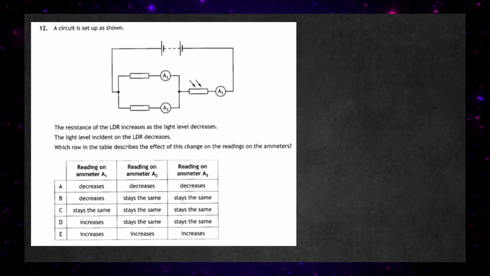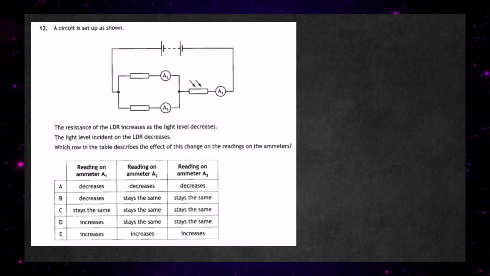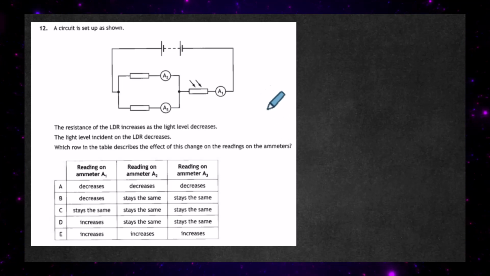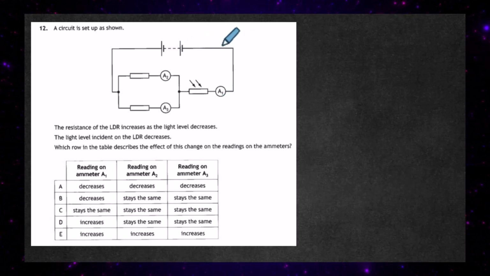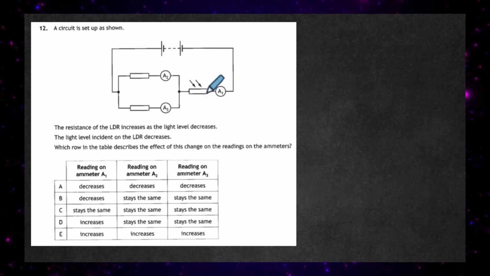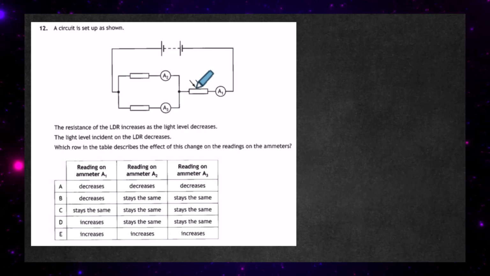Question 12 from paper 1 of the National 5 exam from SQA. A circuit is set up as shown. There's a circuit there. You can see we have a battery. We have an ammeter, which is going to measure the current from the battery. We've got this symbol here, which is going to be an LDR because the arrows are pointing into it. So that's going to be an LDR.